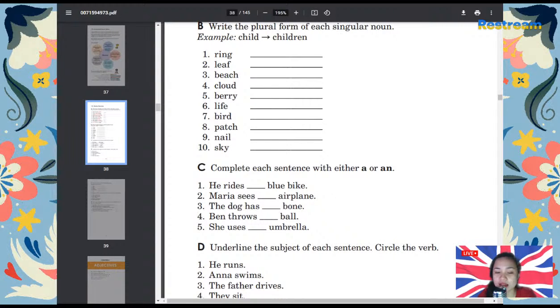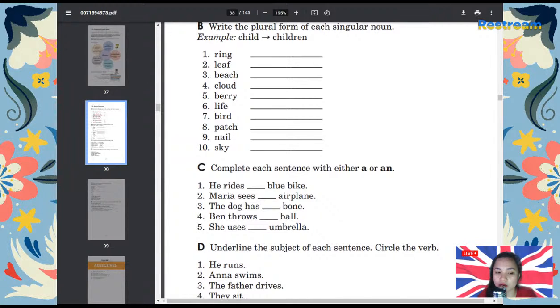Okay, the correct answer is an. Because we will use an if the noun before which we will put the article starts with a vowel. So A is a vowel, right? So Maria sees an airplane. Okay? Yes, true. Very good.